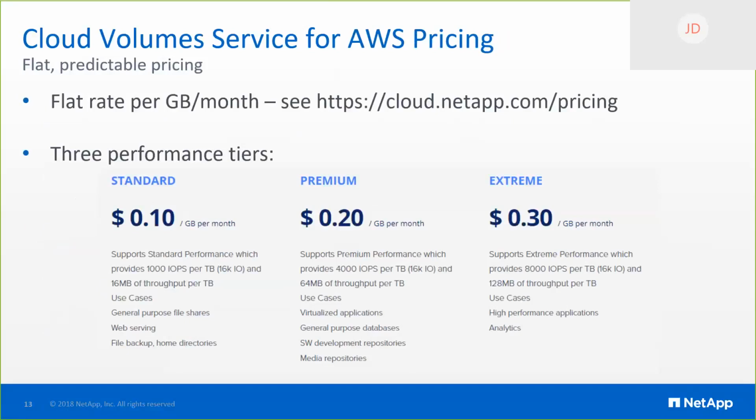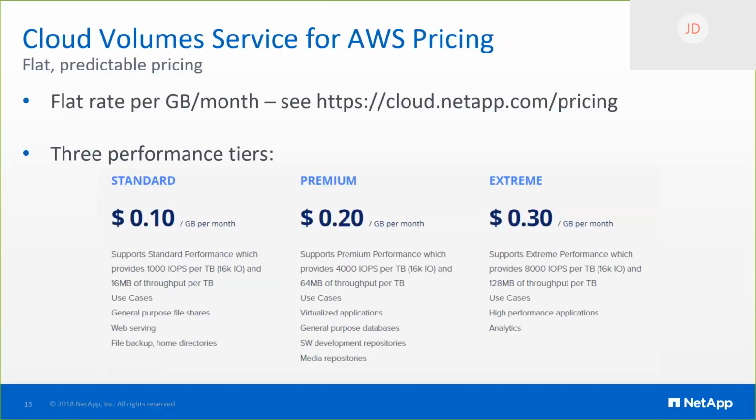Let's take a second real quick and just talk about the 3 performance tiers that we are offering at the moment. So there's standard, there's premium, and there's extreme. So yeah, you can see the details on the screen about the performance characteristics of each. Standard being the lowest at 1,000 IOPS per terabyte, 16 megabytes of throughput per terabyte, versus extreme, which goes all the way up to 8,000 IOPS and 128 megabytes of throughput per terabyte.